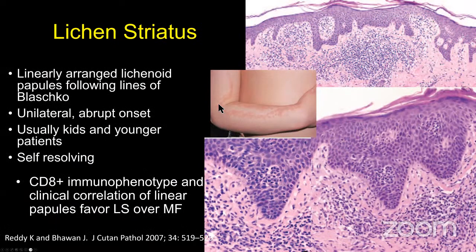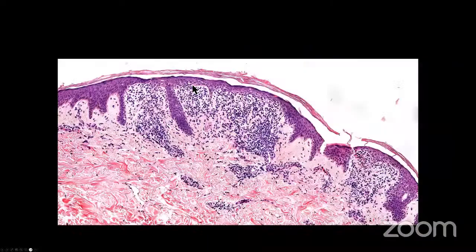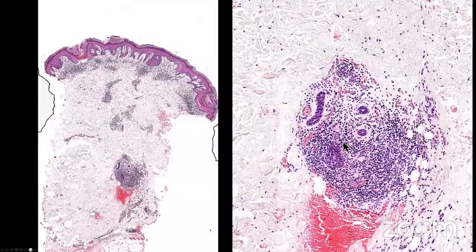Lichen striatus is a band-like clinical lesion in a blaschkoid distribution, usually unilateral, going up the arm or the foot, usually in kids. It can overlap with mycosis fungoides sometimes, but this is the one that is going to involve the eccrine coils at the bottom. Again, here, a little bit of an interface reaction, but eccrine coils are always involved.